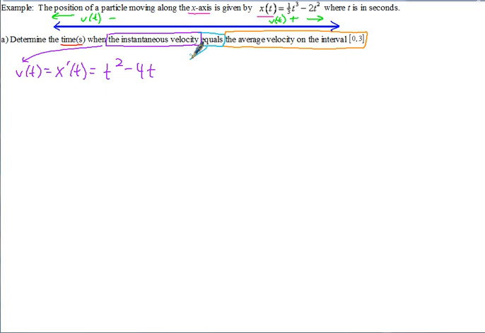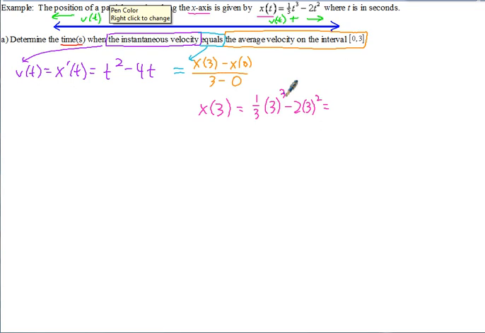We want to know when this equals the average velocity. Remember, it's the change in position over the change in time. In this case, our position function is x of t, so that'd be x of 3 minus x of 0 over 3 minus 0. So we need to calculate this average velocity, and then we can finish solving this for t. So x of 3 we haven't figured out yet. That's going to be 1/3 times 3 cubed minus 2 times 3 squared.